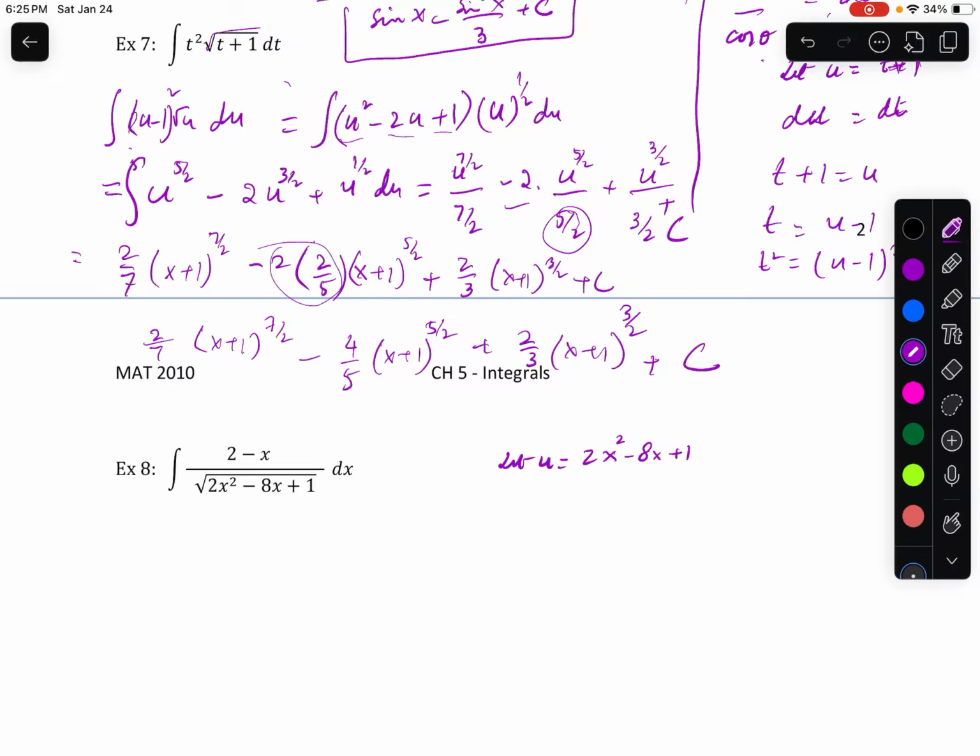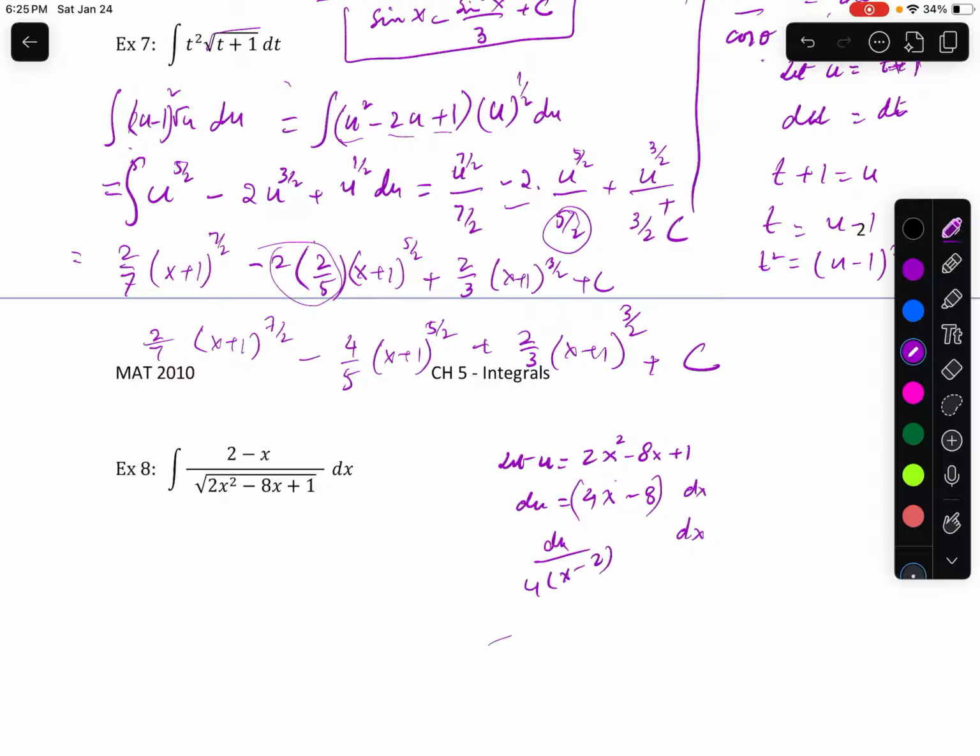So du will be equal to 4x, sorry, 4x minus 8, and then I have dx. I will keep this in parentheses. So the dx will be equal to du over 4x minus 8. Now notice here I can pull out the 4 and I'm left with x minus 2.